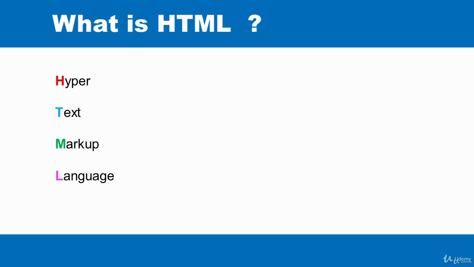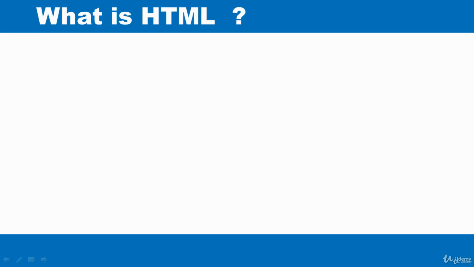For example, content could be structured within a set of paragraphs, a list of bulleted points, or using images and data tables. HTML is a markup language and not a programming language. HTML defines the structure of your content using markup.